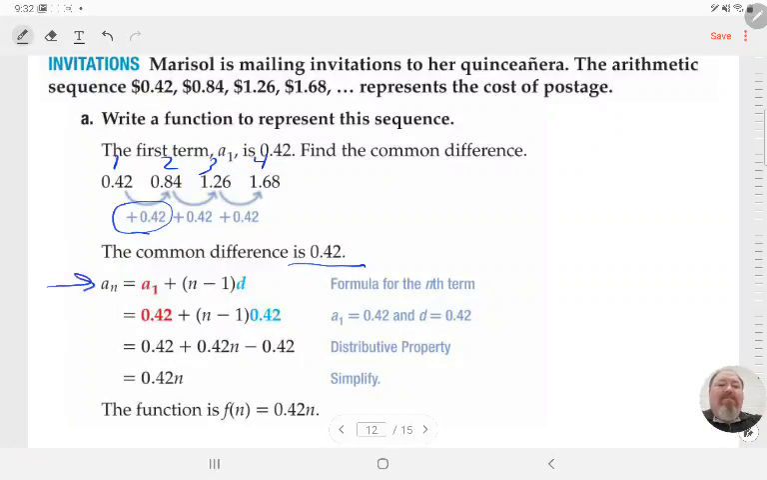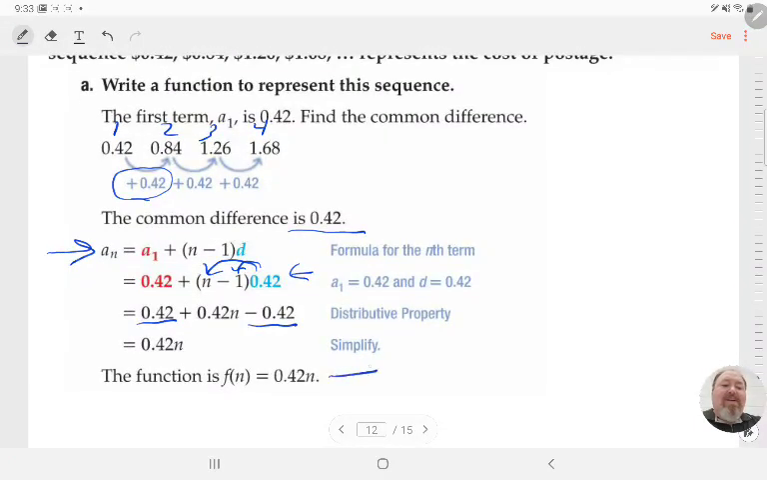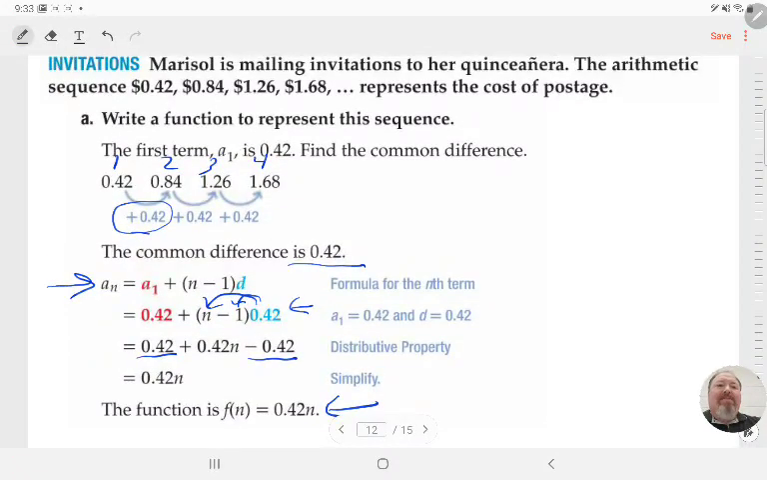So then I can look at my formula for the nth term, and I can plug in the 0.42 for the first term, and my common difference is also 0.42. So then I distribute, and I get 0.42 plus 0.42 times n minus 0.42. Combine my like terms, 0.42 minus 0.42 simply leaves me with 0.42 times n, so the function would be f of n equals 0.42n, okay?